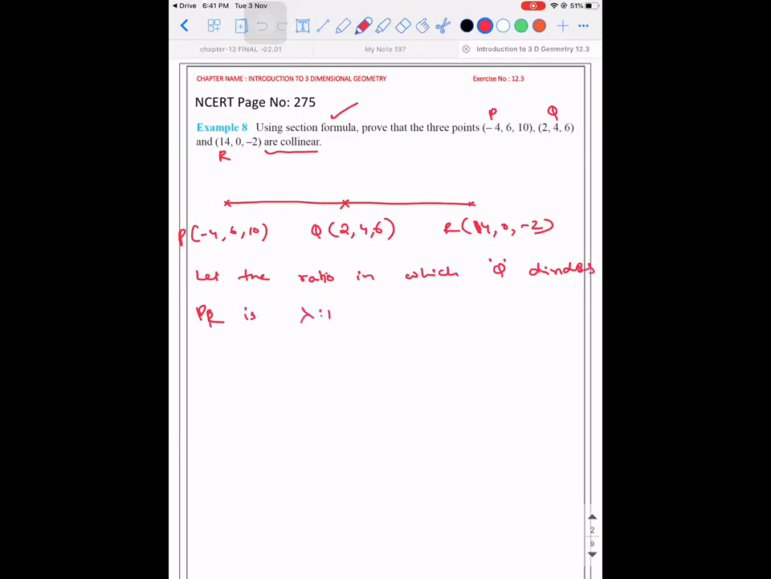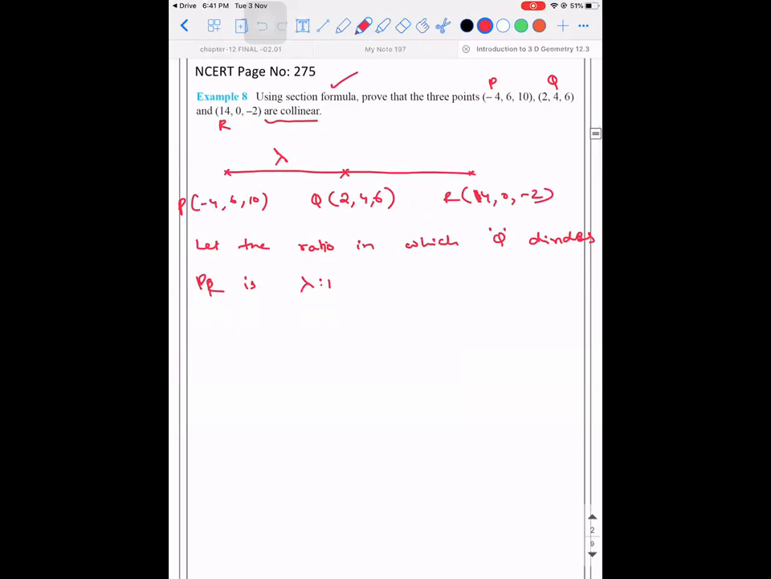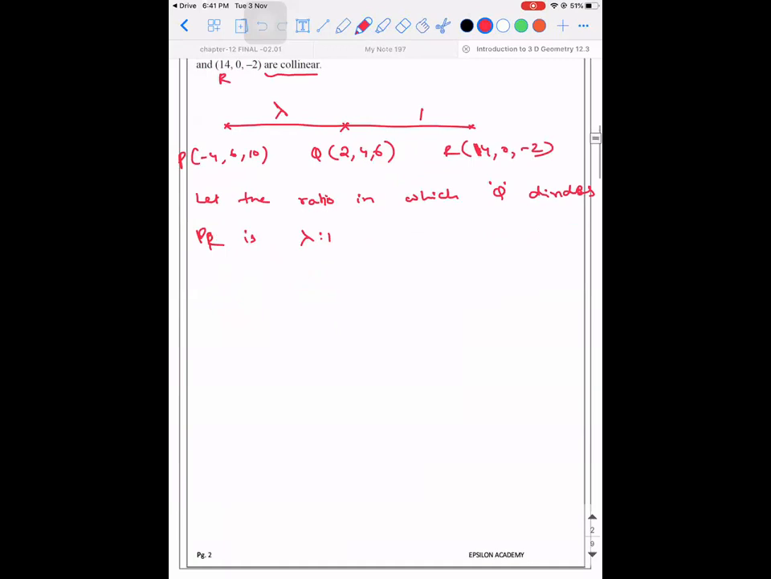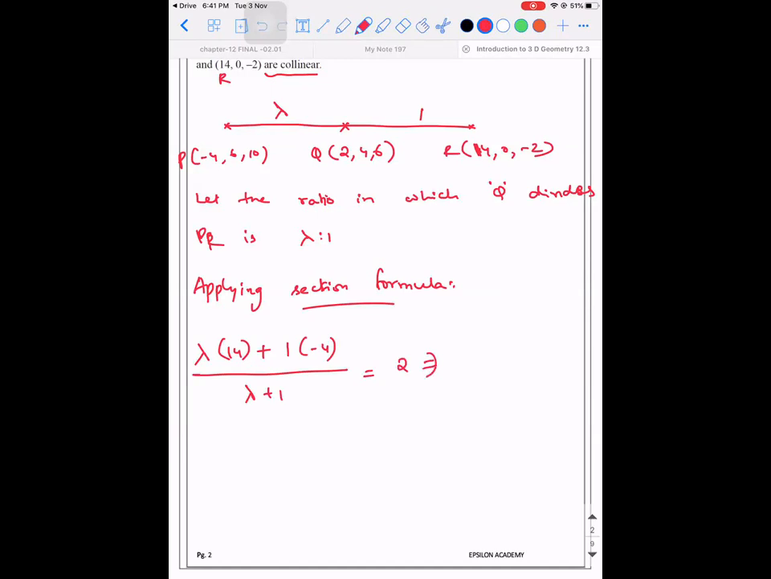You can take K is to 1 also, your wish. I just took lambda is to 1. Means if this side is of the ratio lambda, this side will be 1. Am I clear, guys? So I'm applying the section formula. Lambda into 14 plus 1 into minus 4 divided by lambda plus 1. And the x coordinate is 2.